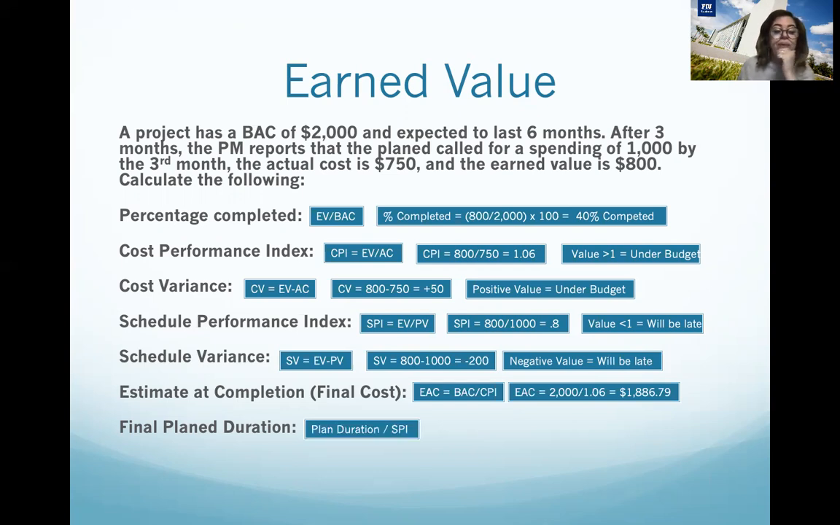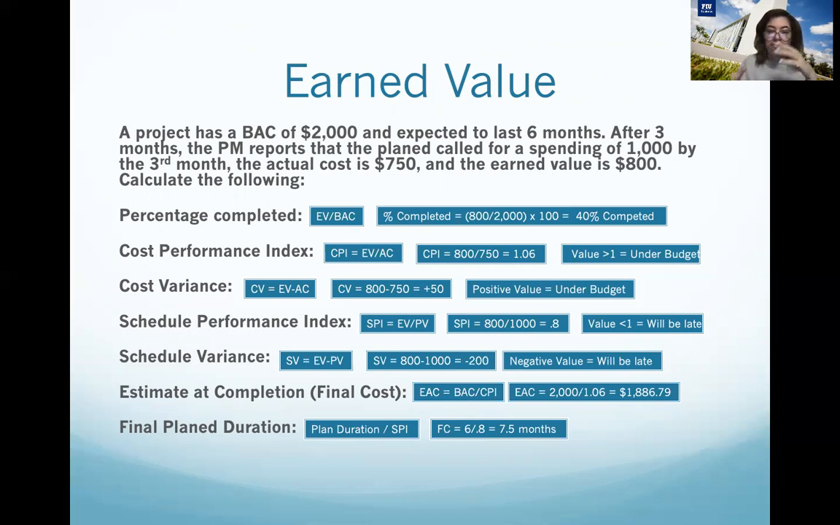And last but not least, the final plan duration is just applying the formula. It's 6 months divided by SPI, which is 0.8. The schedule performance index is 0.8, and we calculated it here, in information number 4 from the top to the bottom. So we have every single number, we understand the concept, we apply the formula, and we can determine the status and the forecast of the project.